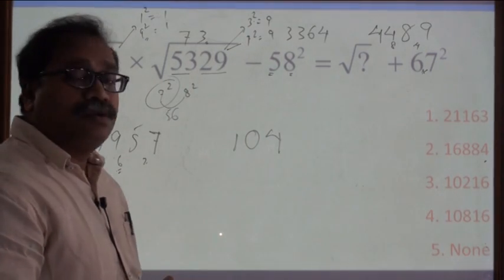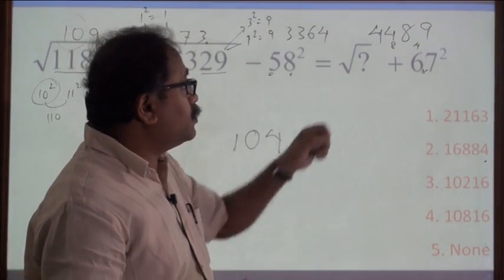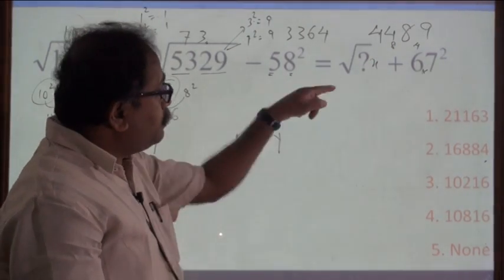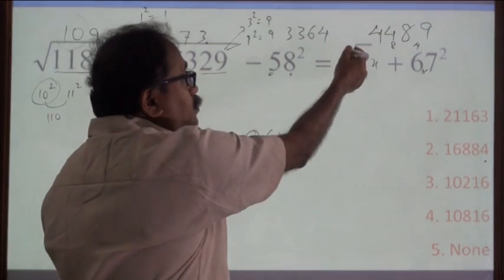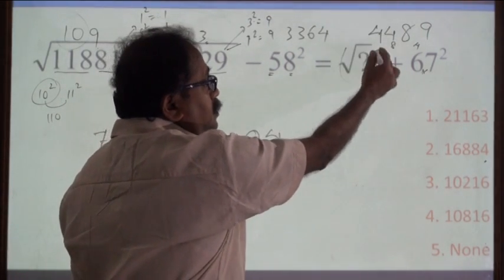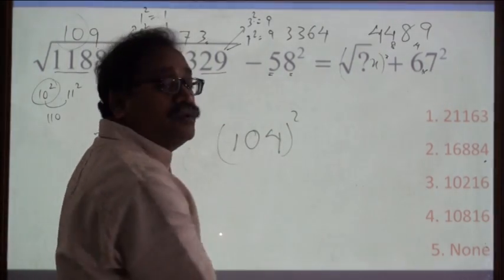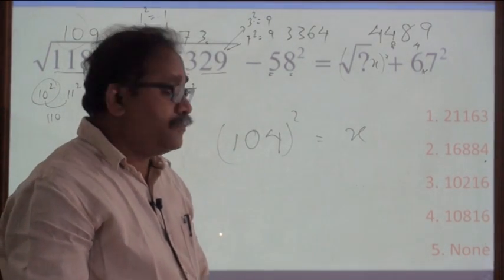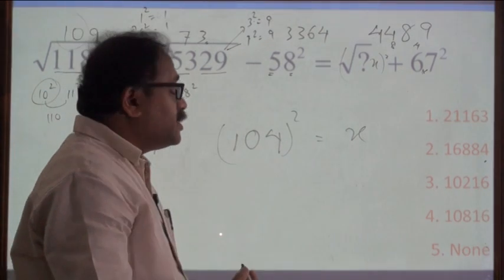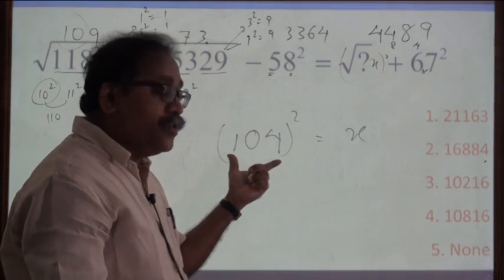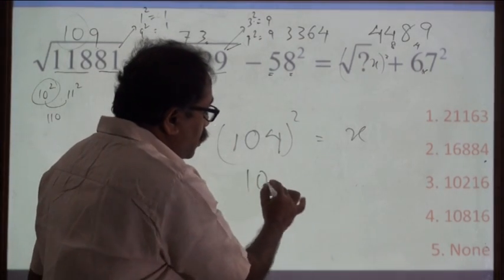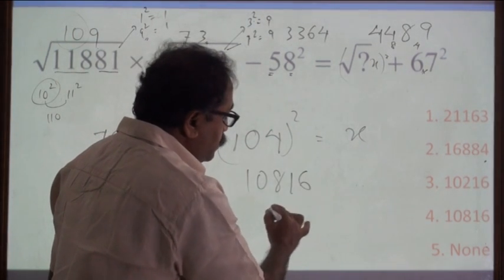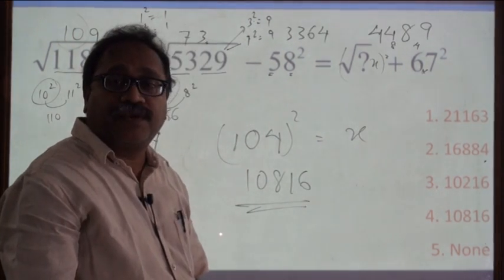So I got this number 104, which is the square root of the question mark. Let's take this as x. So what will be x? I need to square both sides. So this is squaring here and squaring here. So the x value will be the square of 104. Again, how do we find the square of 104? 104 plus 4, that is 108, followed by 4 square, which is 16. So this is 104 square.